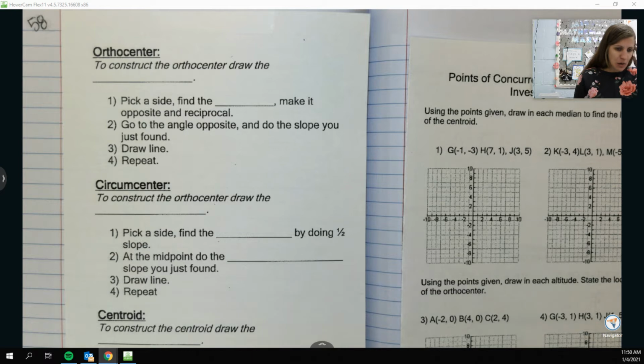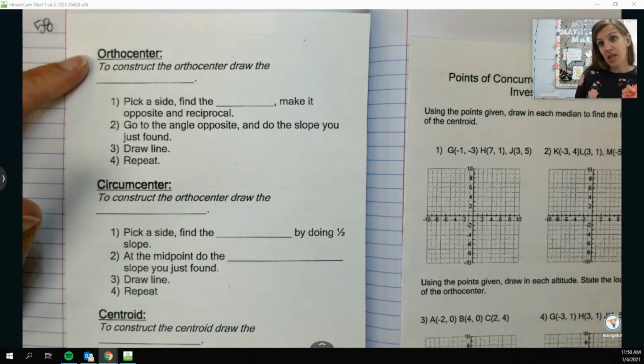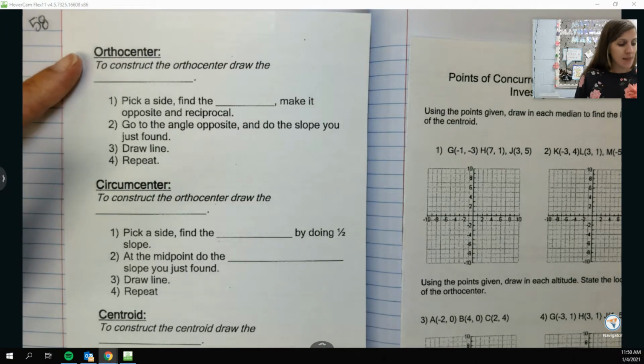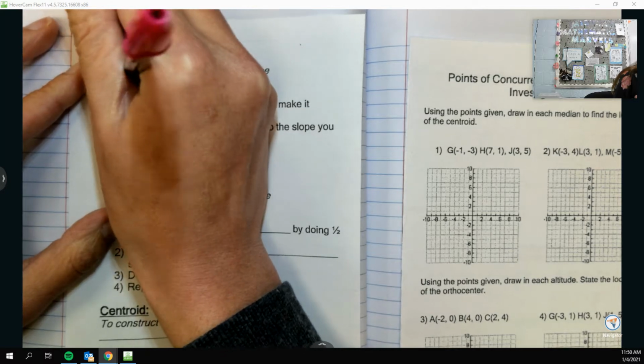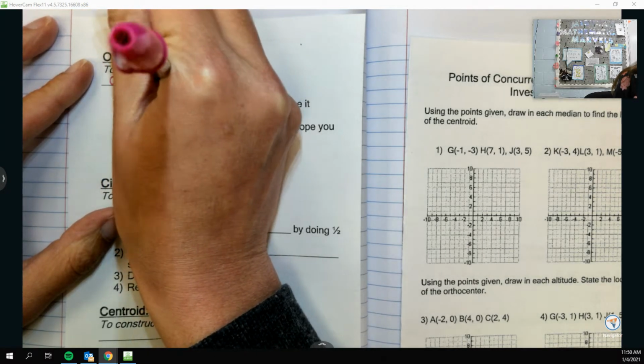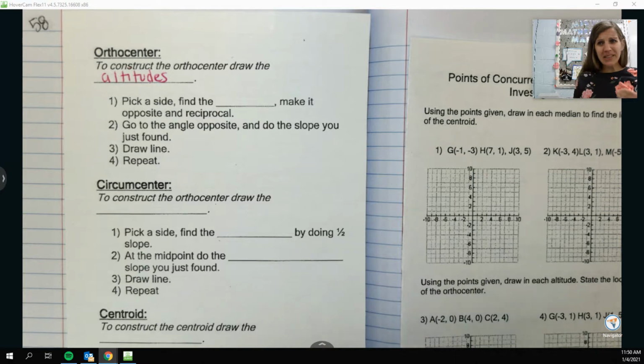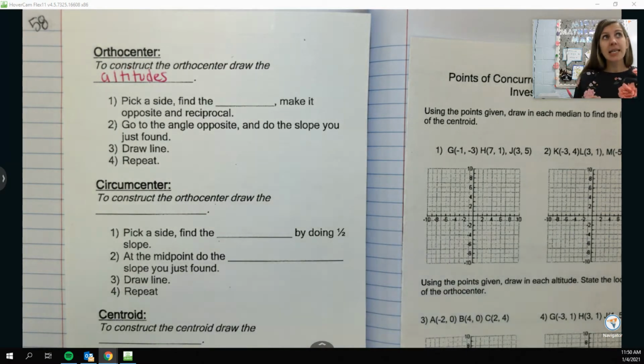I'm going to start on 58 though. So if I want to find the orthocenter, I need to construct the altitudes, or at least two altitudes, because the thing is, all three of them are going to intersect at the same point. So I really don't need that third one to tell me where the intersection is going to be. So I really need to just draw two altitudes, and that would be enough to find my orthocenter.